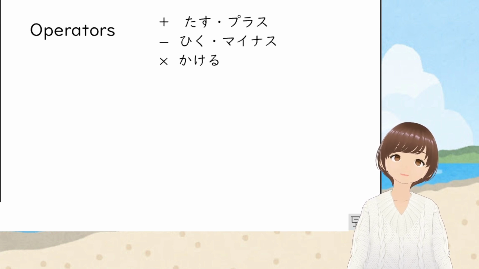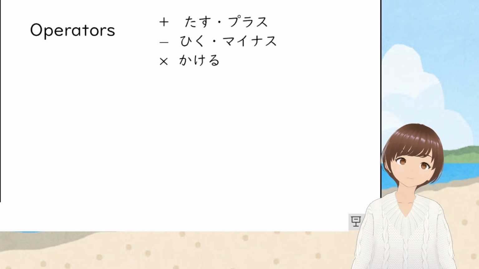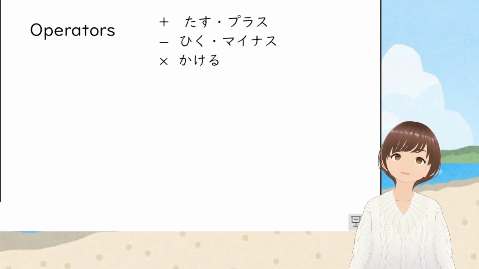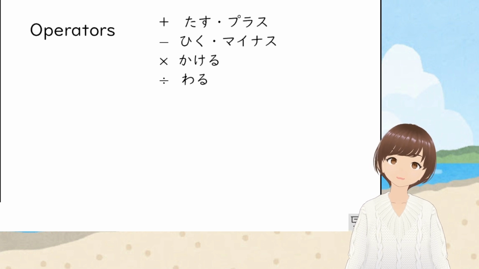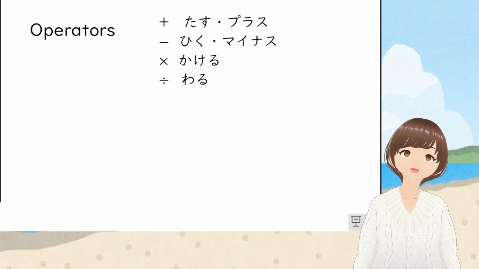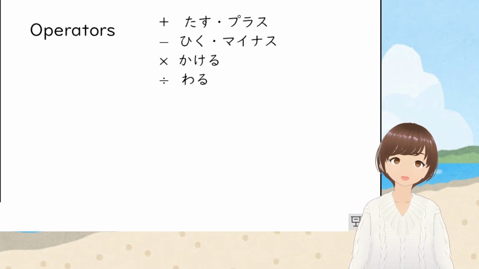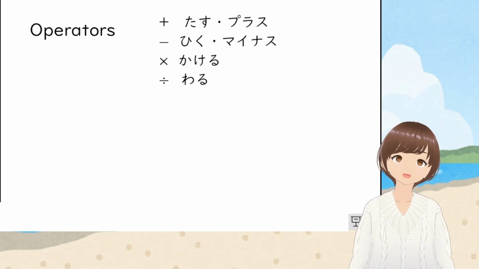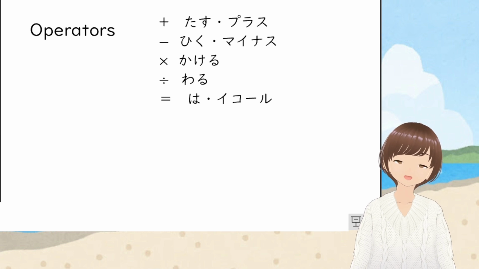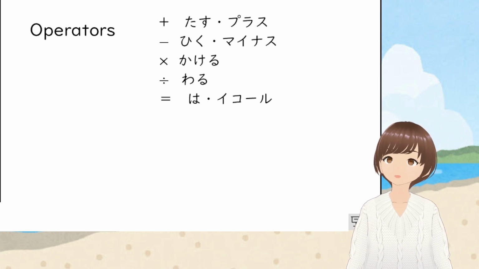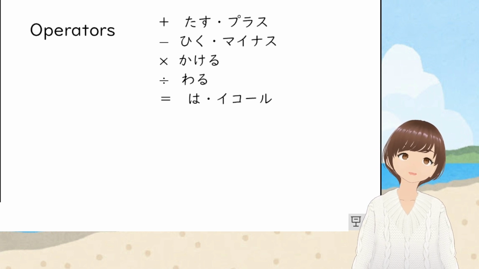Multiplication operator is read as kakeru. It's a verb meaning to multiply. Division operator is read as waru. This is also a verb meaning to divide. Equal sign is read as either wa or ikoru.